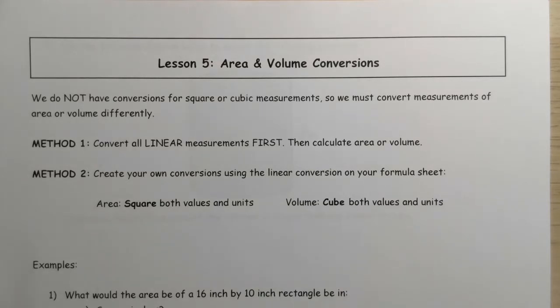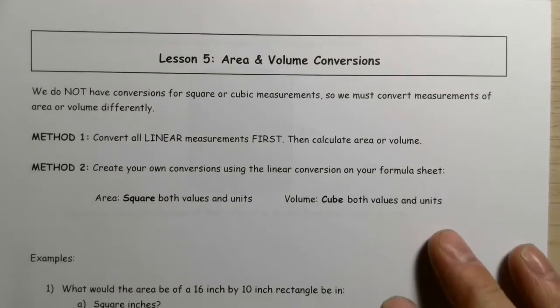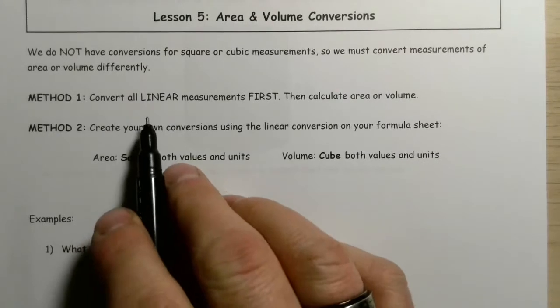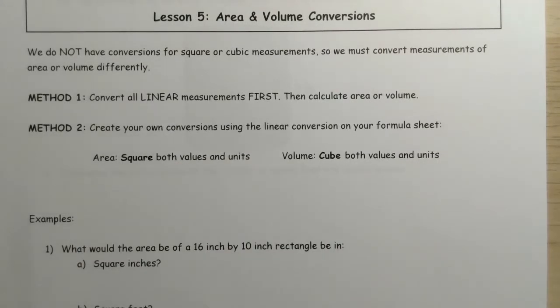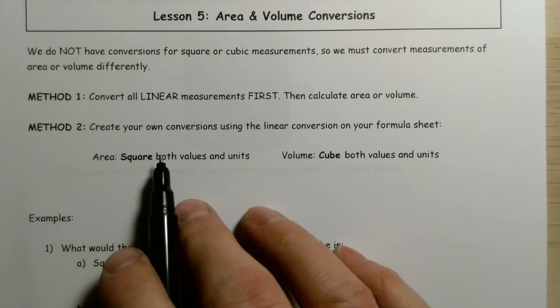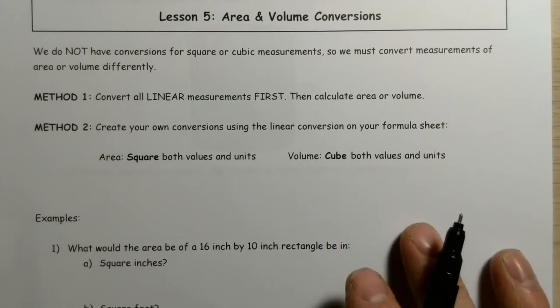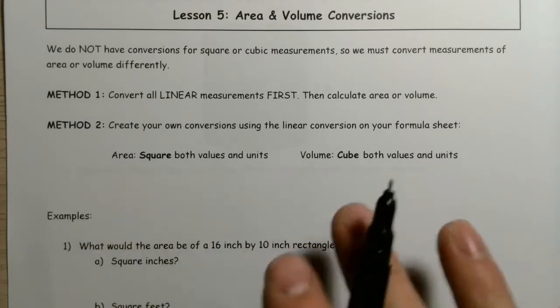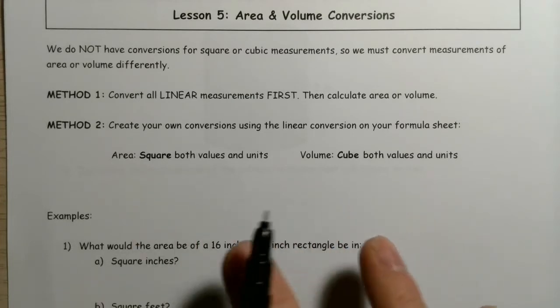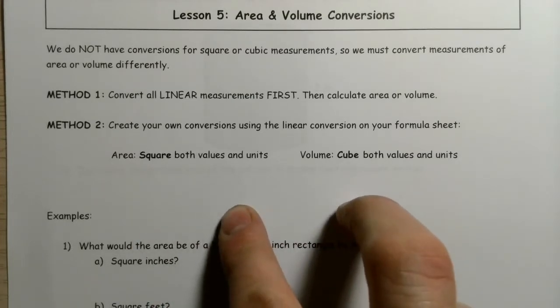Now, there are a couple of ways that you can do this. Okay, the first method is to convert all the linear measurements first to the other unit, and then calculate the area and the volume. Or what you can do here, and this is kind of interesting too, is calculate the area or volume using the units that are given to you.